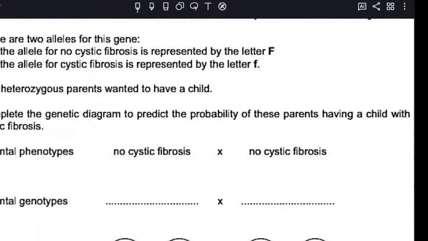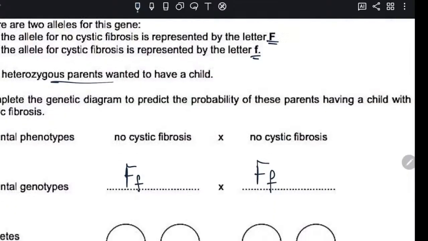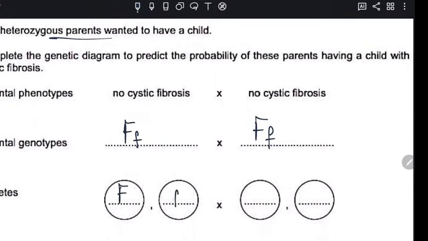Cystic fibrosis, represented by big F, small f. Actually, don't read too much. Two heterozygous parents, that's the important thing. What are the genotypes of the parents? They are heterozygous, so it's big F, small f and big F, small f. These are the genotypes of the parents. Their gametes are big F, small f, big F, small f. Well done.